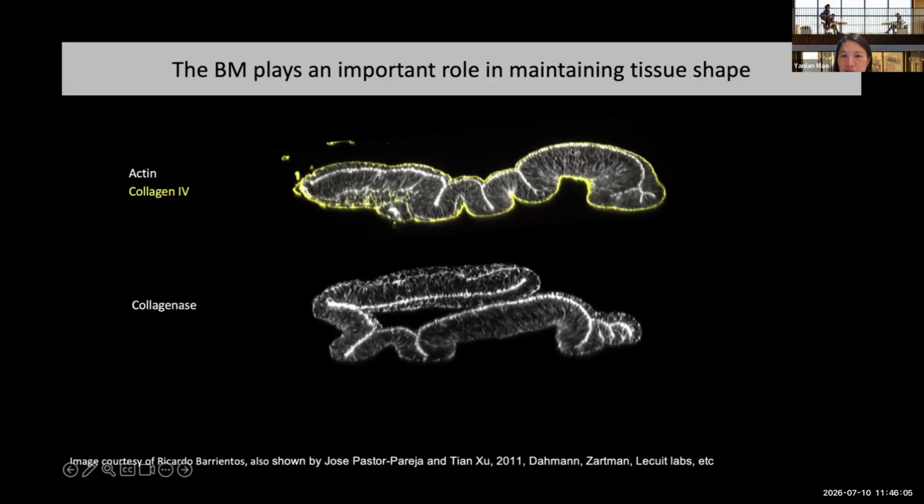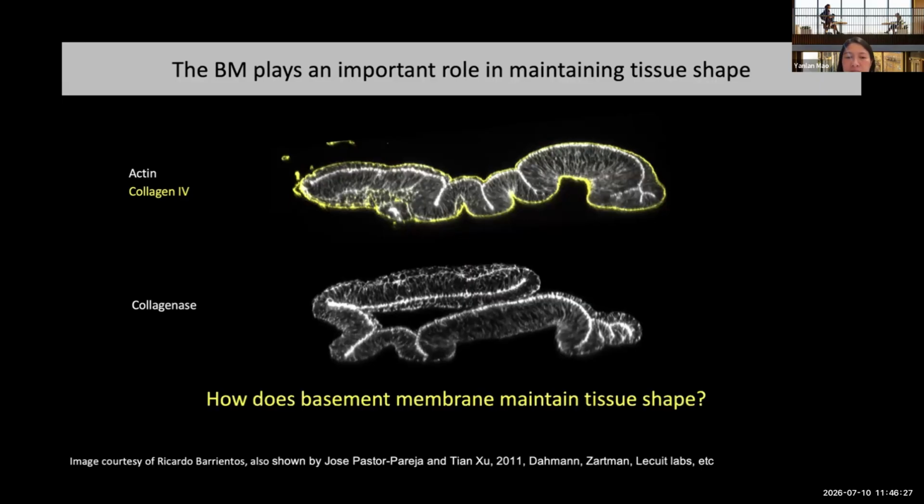So if you look at these tall cells, very tightly pseudostratified and packed, at the basal side of these cells you actually have basement membrane. And it's been shown that if you remove the basement membrane with collagenase treatment, so the yellow basement membrane is gone, then the tissue actually loses its shape. So the basement membrane has a huge impact on the shaping and maintenance of the shape of the wing disc, and in many other organs too, but the wing disc is a model system to look at that.